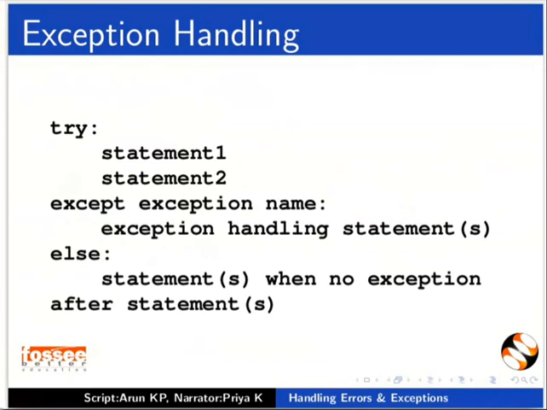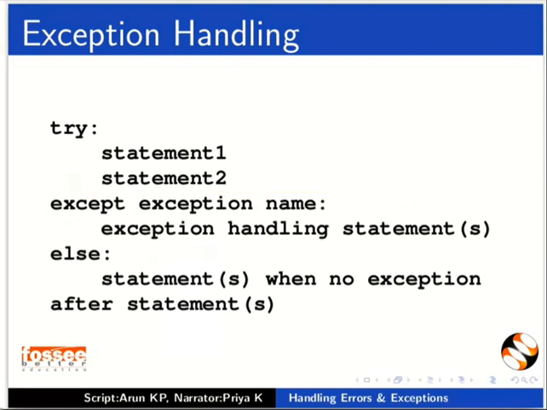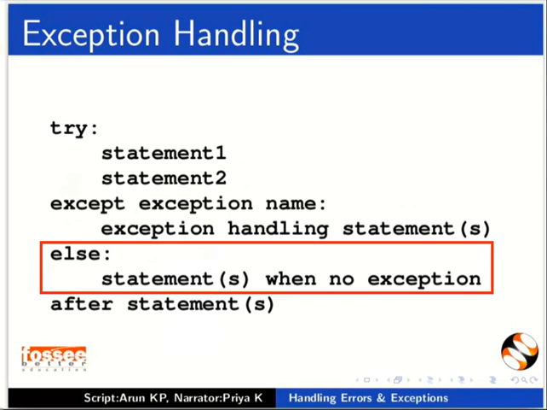Here is the syntax of try, except, else blocks. First, the statements between the try and except keywords are executed. If the statements do not cause any exception, the except clause is skipped. If the statements cause an exception, then the except clause is executed if the exception name matches. And the execution continues after the try statement. The code in the else block executes if the code in the try block does not raise an exception.